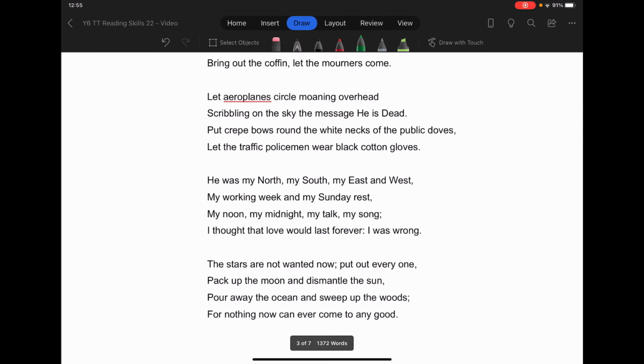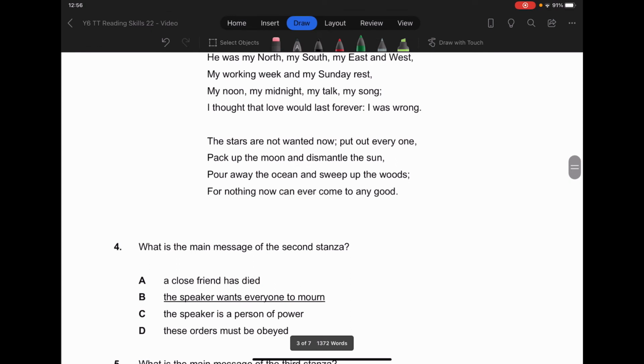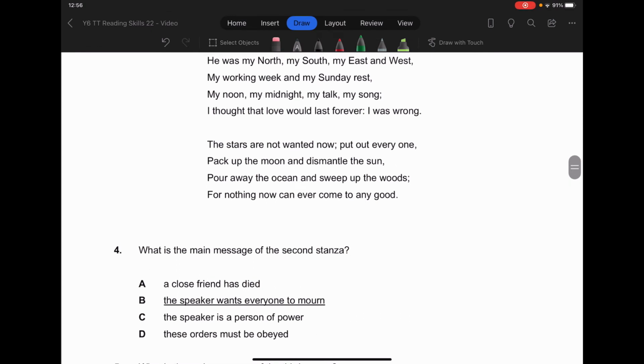Yeah. So then we have put crepe bows around the white necks of the public doves, like they're trying to kill them. Policemen are even mourning, right? So we just have this stop to the world, and everyone is grieving, or they're feeling the same sadness, or they're dying, something along those lines. So the main message is a bit beyond just a close friend dying.